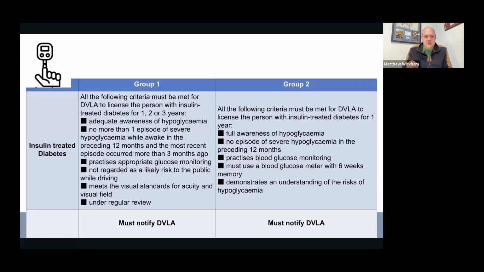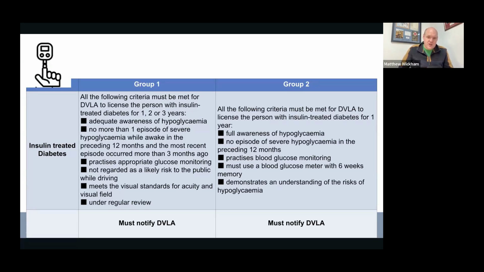And it's not regarded as a likely risk to the public whilst driving, i.e., are they going all over the place, and they meet the visual standards for acuity and visual fields, and they're under regular review, and they must notify the DVLA. Okay. Again, similar rules for group two, making sure that if you have insulin treated diabetes, everything is well under control and you're fully aware.